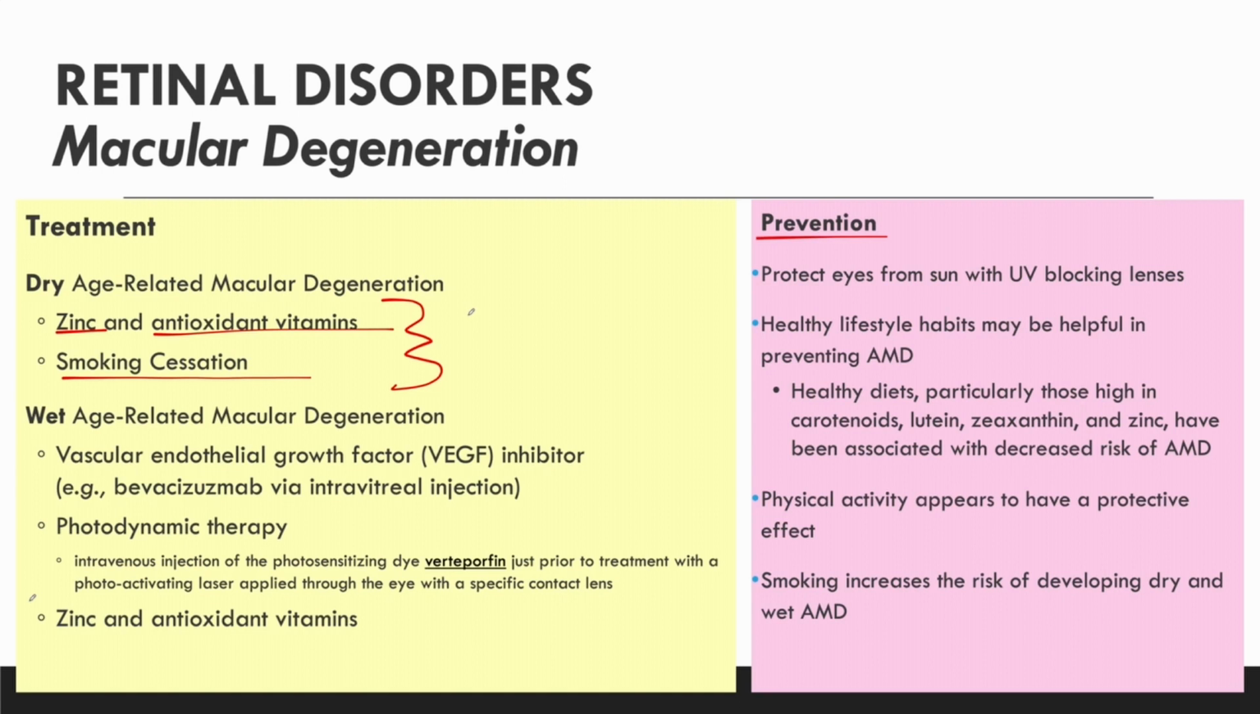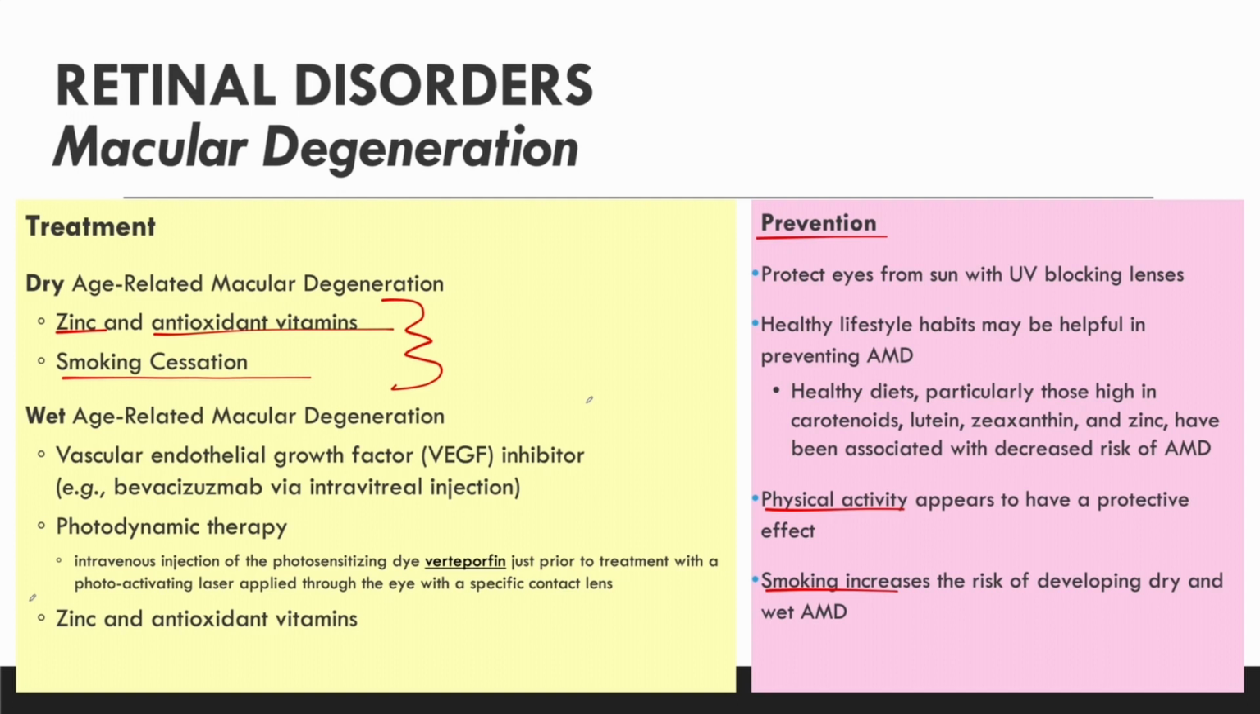Healthy lifestyle habits, like with any disease, so diets, lots of antioxidants, zinc, vitamins. Also, being physically fit tends to help. I'm not sure how that's related, but being physically fit, active is good for the whole body. And then, of course, we want to decrease smoking. We want to encourage smoking cessation because that can make it worse.